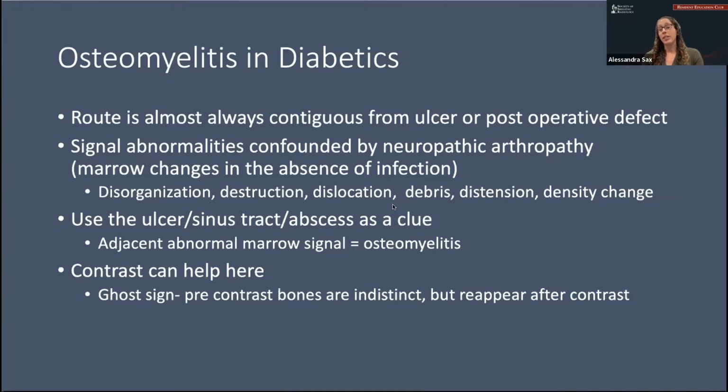What can help us if we didn't give contrast is that ulcers, sinus tracts, and abscesses can be a clue to diagnosing osteomyelitis. But if they did give contrast, the patients with Charcot arthropathy demonstrate this ghost sign, where on the pre-contrast T1 images the bones are indistinct and you can't see them as well. But after we give contrast in the setting of infection, those bones reappear.